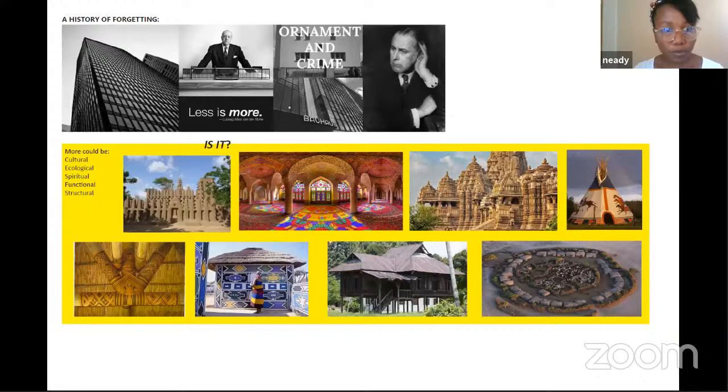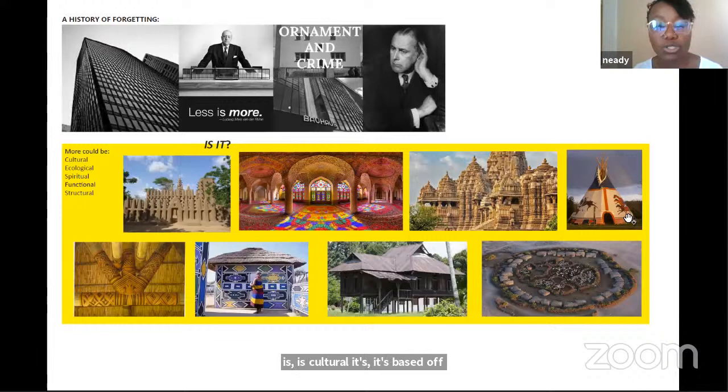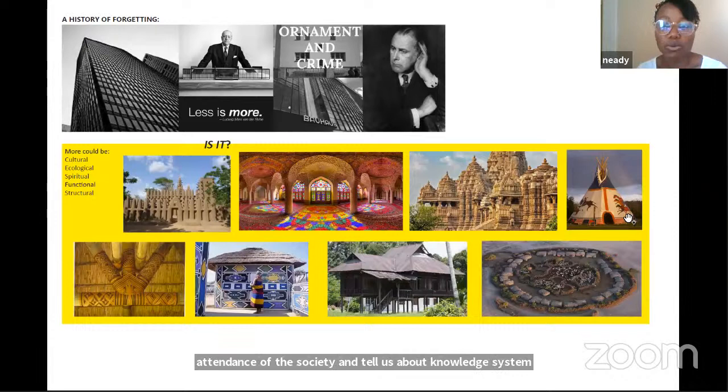Again, going back to canon and canonized knowledge. So we know of knowledge systems that are canonized even in architecture. And you think about it in terms of, for example, less is more. There are facets of it that do make sense. But then you think about it in terms of vernacular architecture or vernacular systems of knowledge, is less really more? Because sometimes more is cultural. It's based off of cultural, ecological, spiritual, functional, or structural tenets of a society or tenets of a knowledge system. And this for us was important to look at. Next slide.